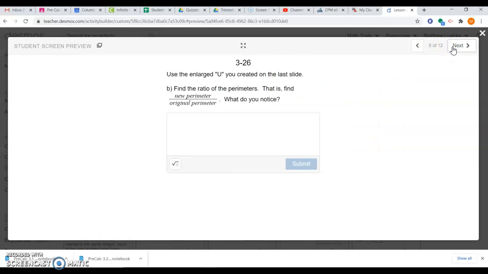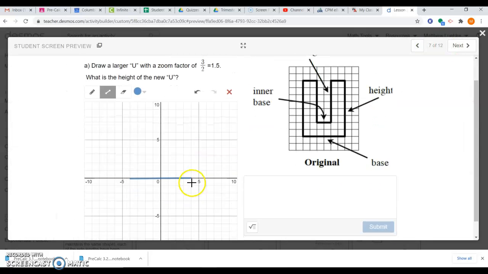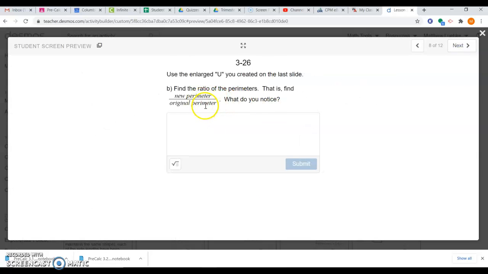The next part is we are going to find the ratio of the perimeters. So once you have your new shape created, you want to find the perimeter of that new shape, which is adding up the total distance on the outside. So 1, 2, 3, 4, 5, 6, 7, 8, 9, 10, counting all those blocks on the outside to find the old original perimeter. Then you have to count the outside blocks on your new shape to find your new perimeter. And then what I want you to do is new perimeter divided by old perimeter and see what you get when that happens. What would be your zoom factor when you do new divided by original?